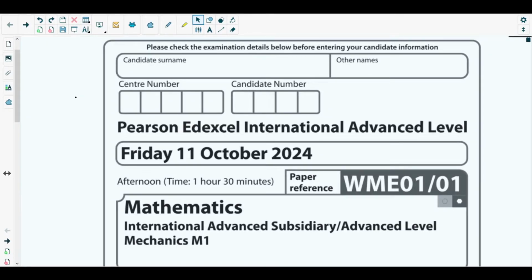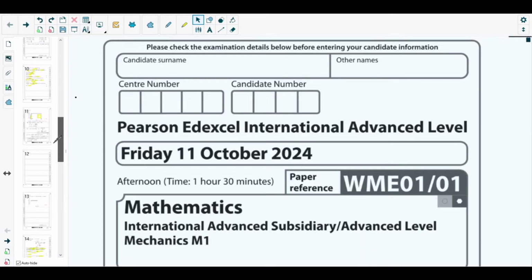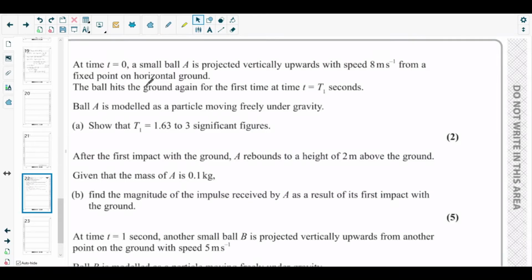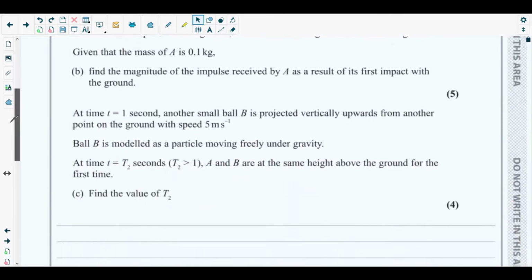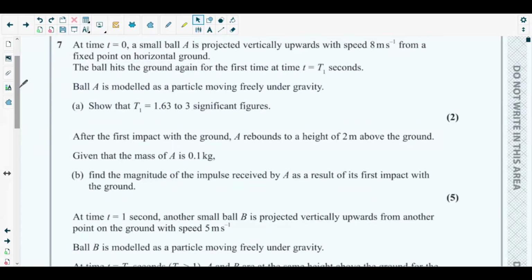This video will be the last video of this playlist, where we will be solving the last question of the October 2024 Mechanics-1 paper. So let's see what the last question of this most recent past paper is. You can see question number 7 on the screen. The concepts behind question number 7 are from chapter number 2, that is motion, kinematics. We need to deal with kinematics equations, the Suvat equations. So let's get started with question number 7.